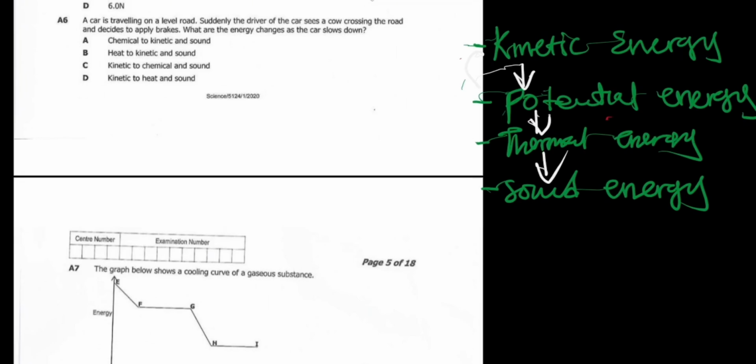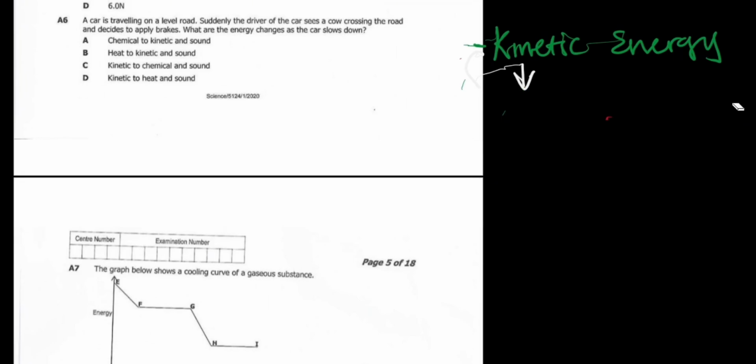Now, in this scenario that we have here on this question, notice that a car is moving. So since this car is moving, let's say this car is moving like this. What type of energy do you think it possesses as it is moving? Well, the fact that it is moving shows that this car possesses what we call the kinetic energy. Now, notice that the driver sees the cow crossing the road and then he applies the brakes. What are the energy changes as the car slows down?